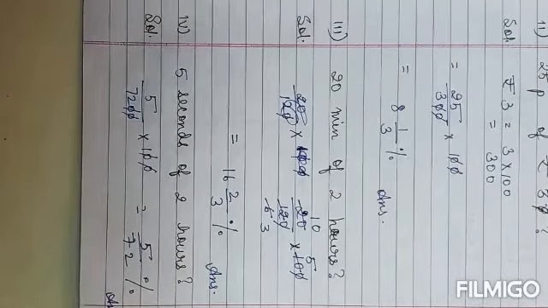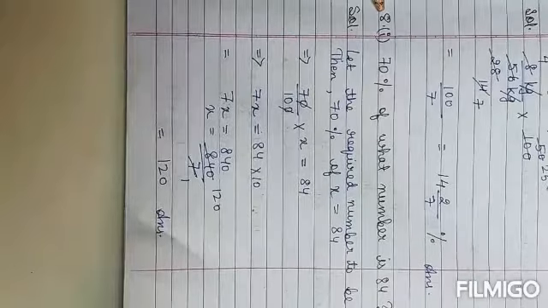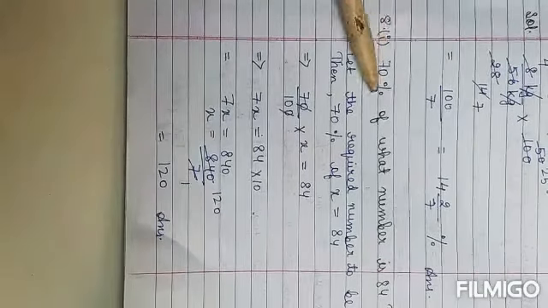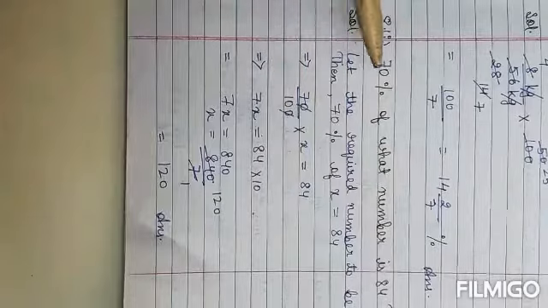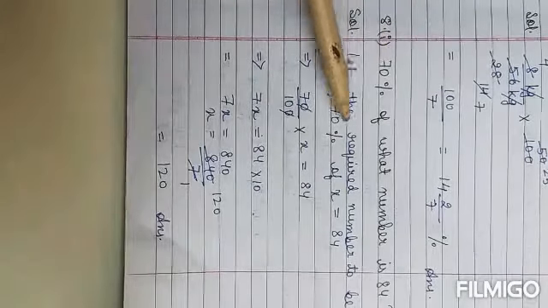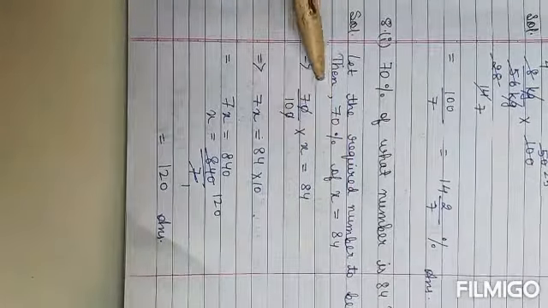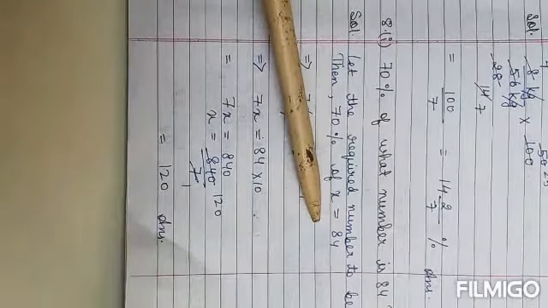Now I am going to explain you question number 8. In question 8 it is given 70% of what number is 84. So the number is not given, so write it. Let the number required be x. Then write 70% of x equals to 84.